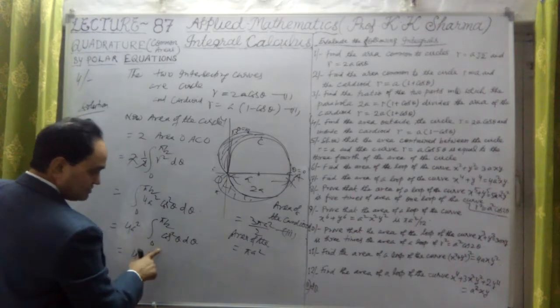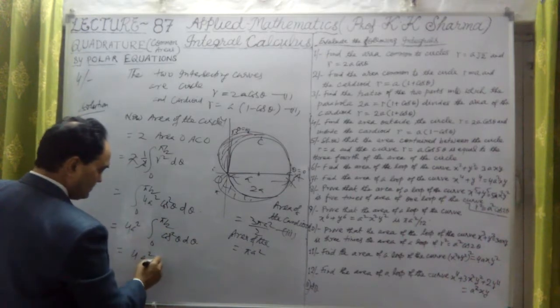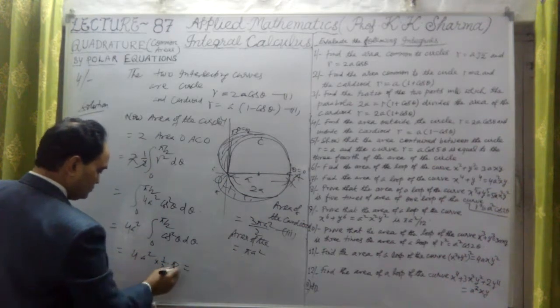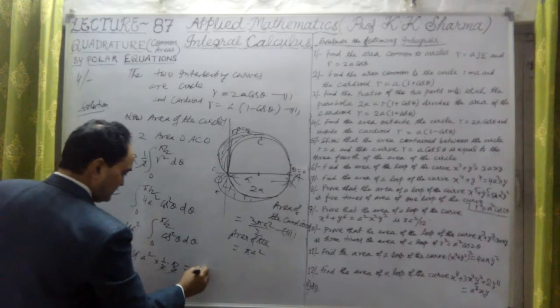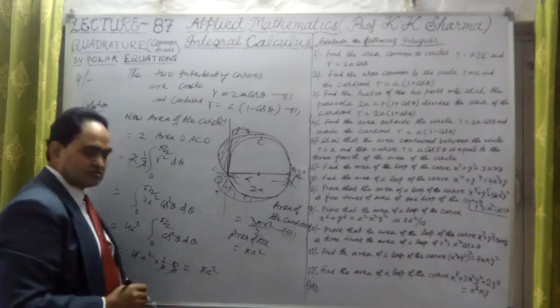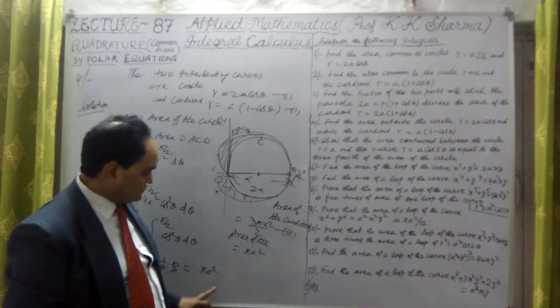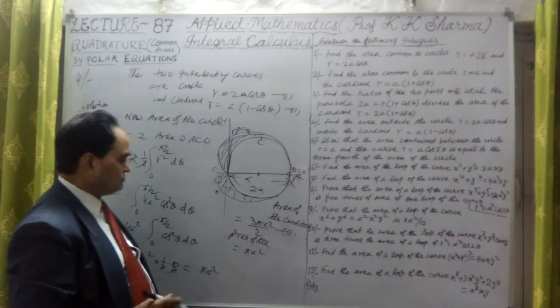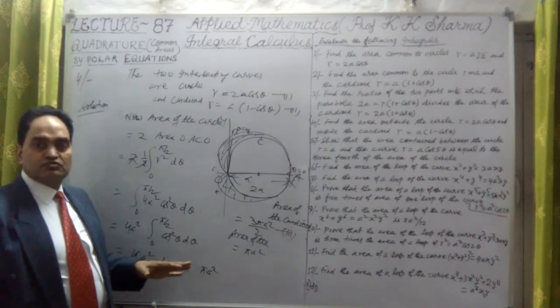And then under the limit 0 to pi, reduction formula we have to apply. This is 1.2 into pi by 2. 2 cancels out 4, it is pi a square. So the area of the circle is pi a square. If I subtract this area of the circle from this 3 pi a square upon 2, that area will be the difference of these two.